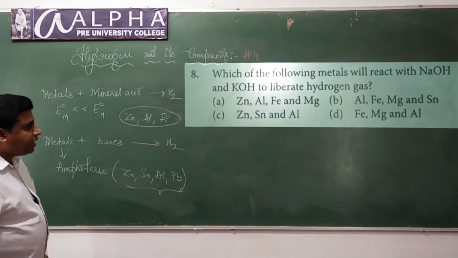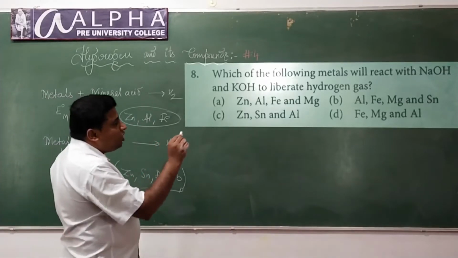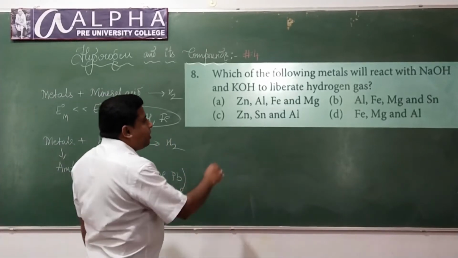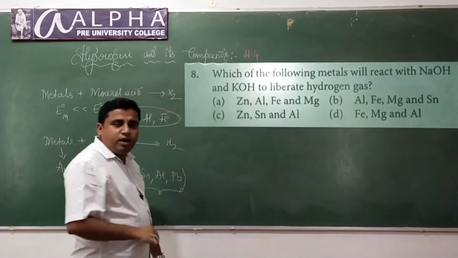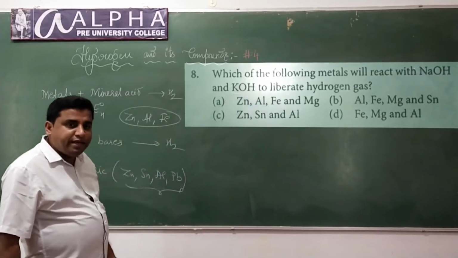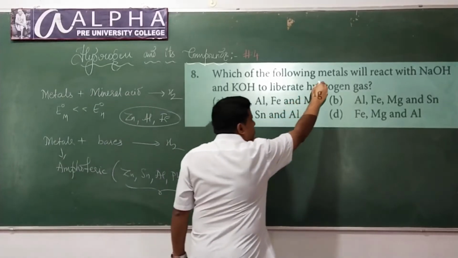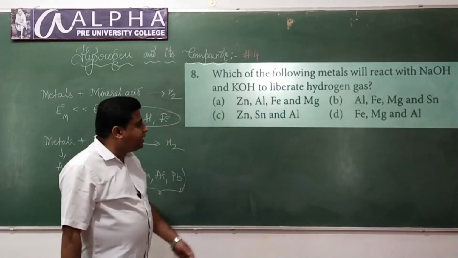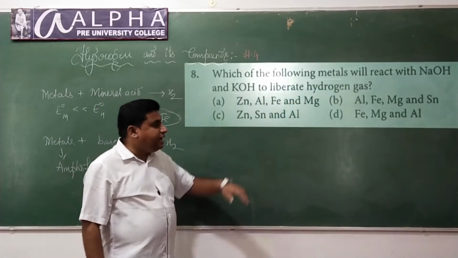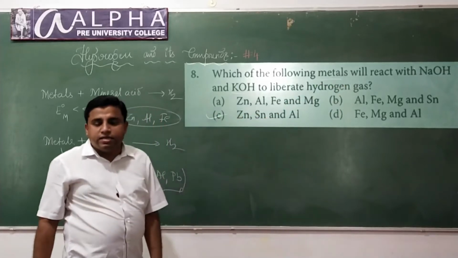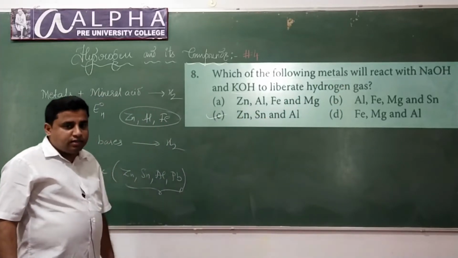So can we answer this question? Which of the following metals will react with sodium hydroxide and potassium hydroxide? Sodium hydroxide and potassium hydroxide are bases. Therefore, the metal should be amphoteric. Which are the amphoteric metals? Yes, zinc, tin and aluminium. This is the correct answer. Isn't it? So next question.